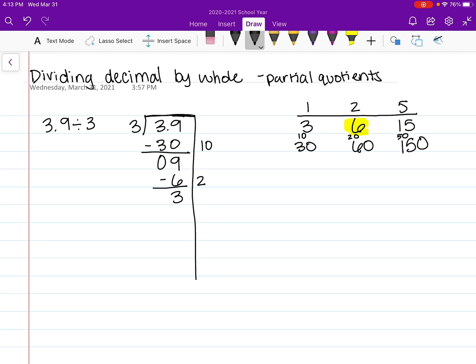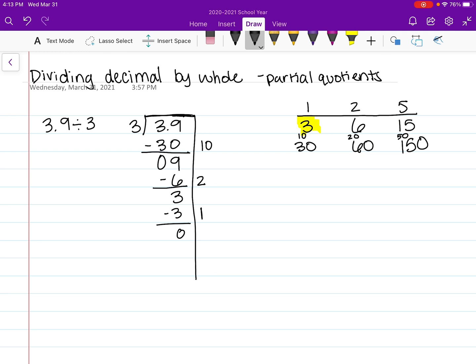So I took away 2 groups of 3. I ended up with 3 left. Now the closest number to 3 should be pretty obvious: 3. I can take away 1 group of 3, so I need to write that on the right. And 1 times 3 is 3. I end up with 0, so I have no remainder, which is great.